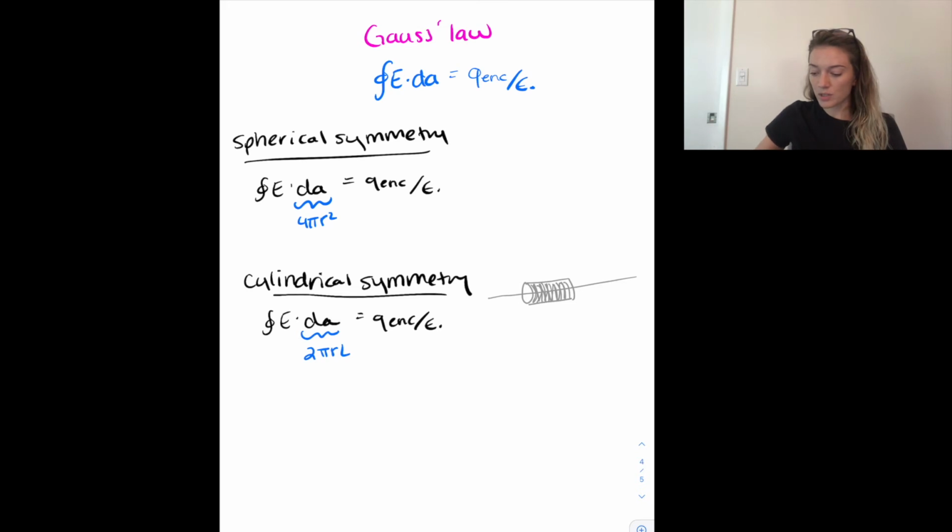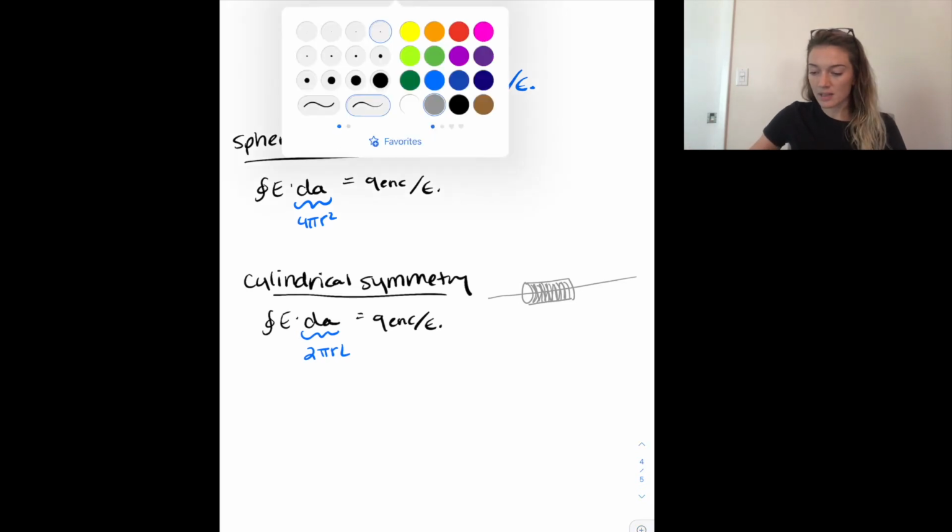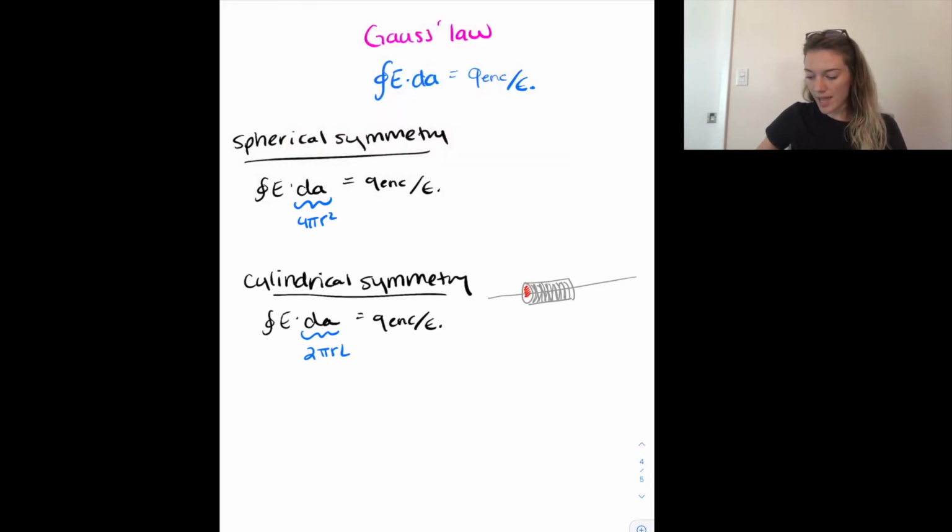So when we do a Gaussian cylinder like this, the caps of our cylinder over here and over here don't contribute to our integral, because the dot product between E and dA is 0. So the only part that contributes in this case is that 2 pi RL of the side of our cylinder.